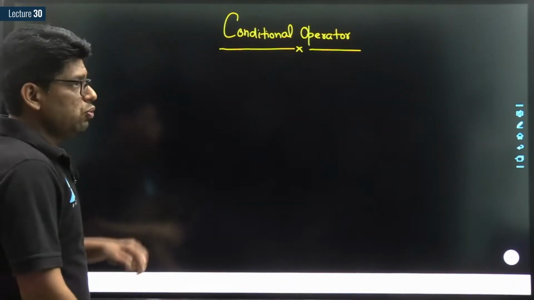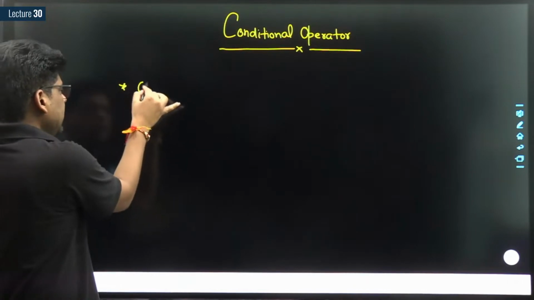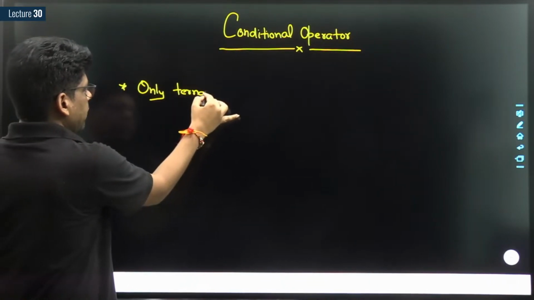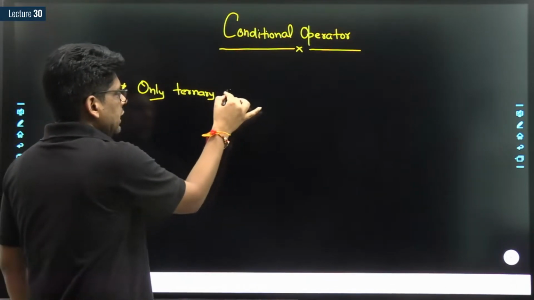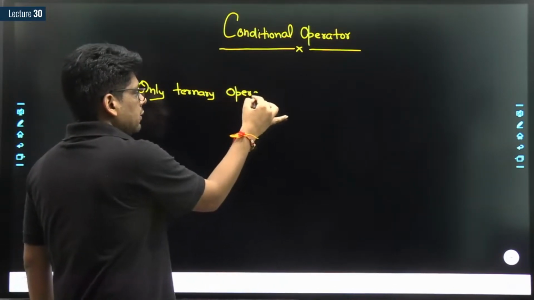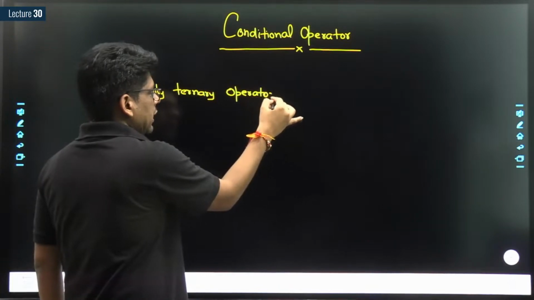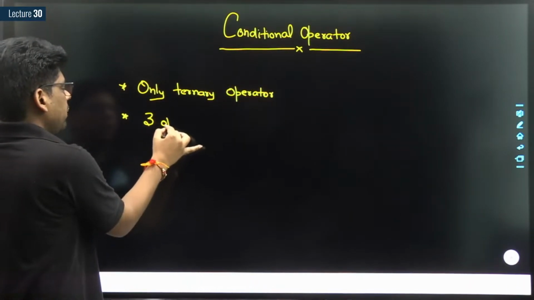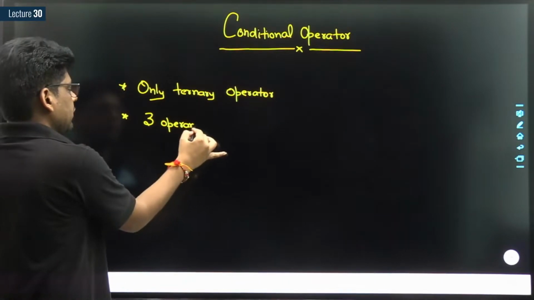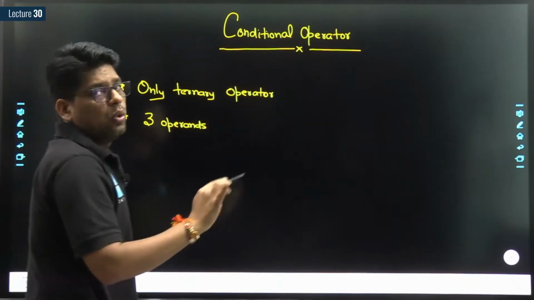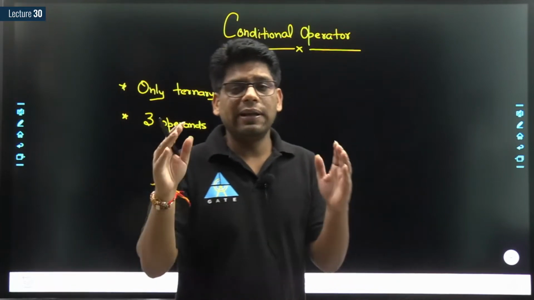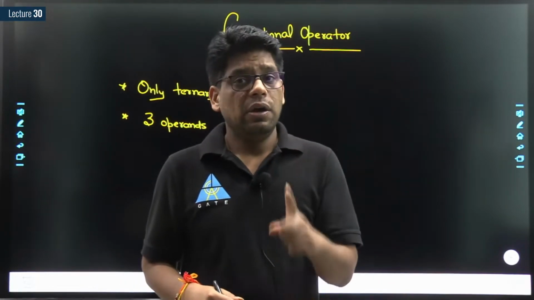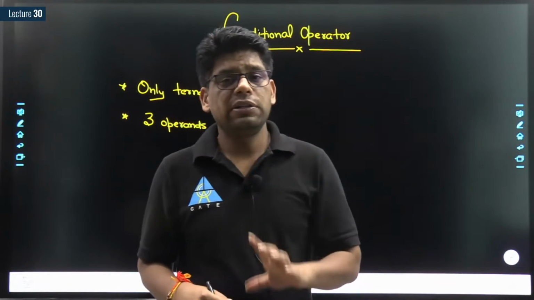The very first thing you need to know is that this is the only ternary operator in C programming. Sir, what do we mean by ternary operator? That means it requires three operands. No other ternary operator exists in the C programming language.